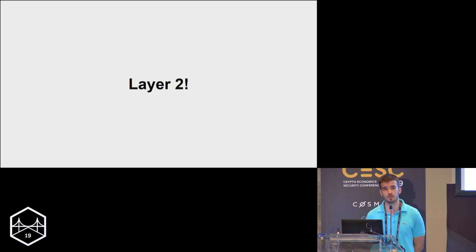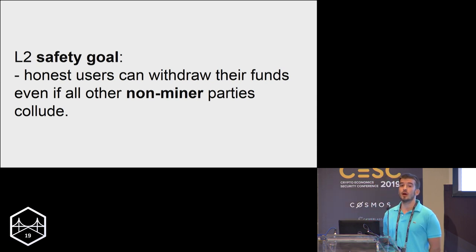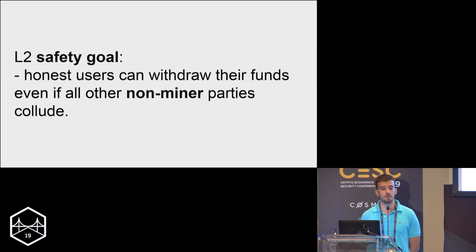So there's a safety goal, and when I say layer two, I always assume that the layer one is a proof of work chain that can give us some reliable guarantees about censorship resistance and the stickiness of the transaction, like a transaction not getting reorged after it has been included. And the safety goal is that if you are a non-miner, there should be no way for you to influence the ability of an honest user to withdraw their funds. Okay, non-miner might be the wrong word here. I didn't find a better word, but non-miner plus a person willing to bribe the miner. So if the miner incentives are properly aligned, even in the presence of bribery, you should always be allowed to withdraw your money.